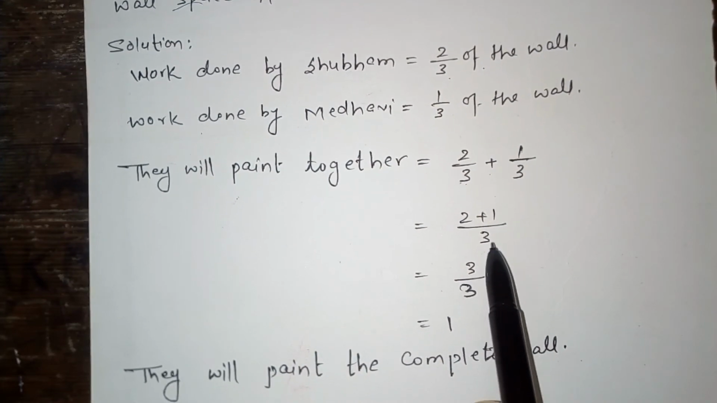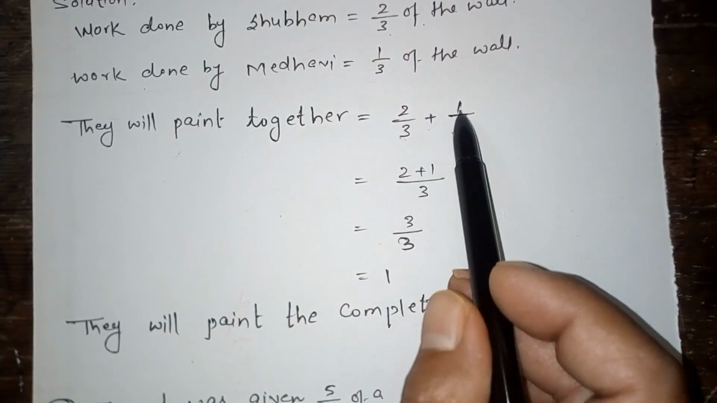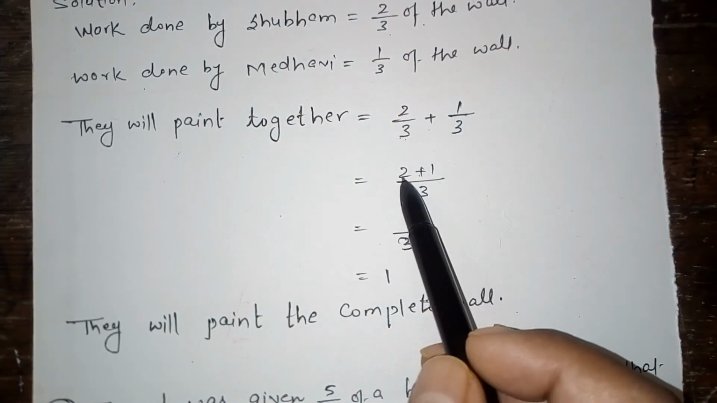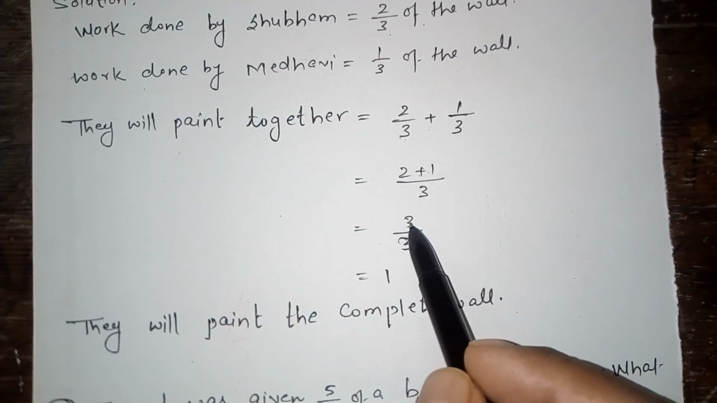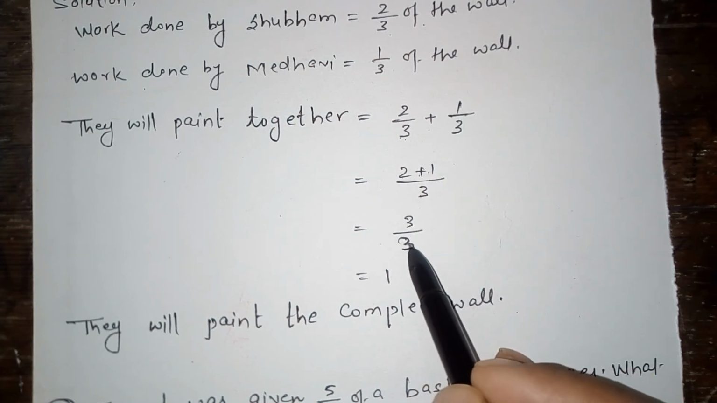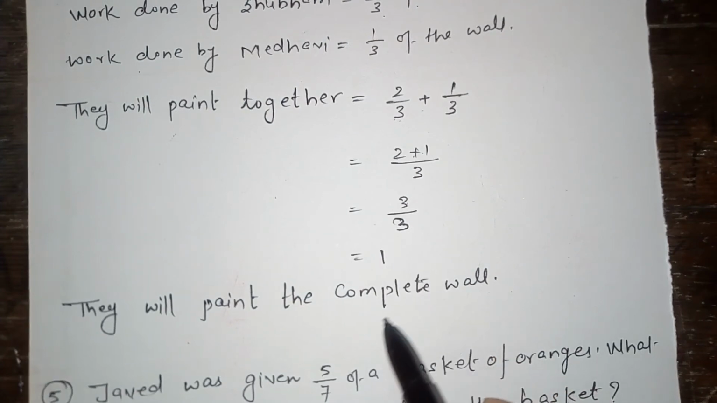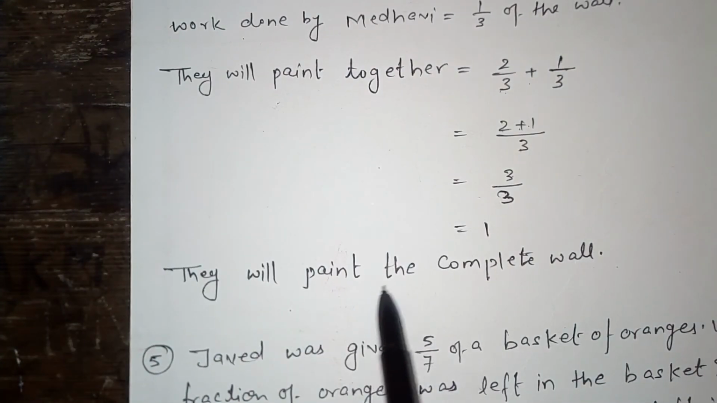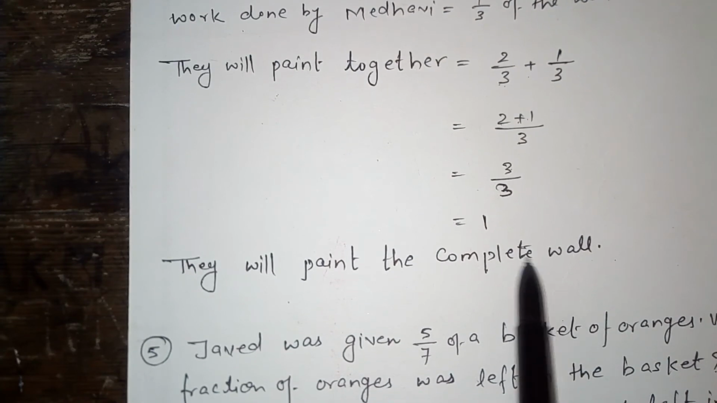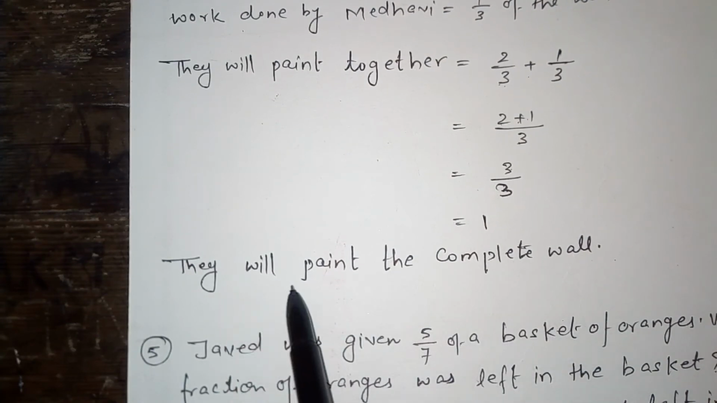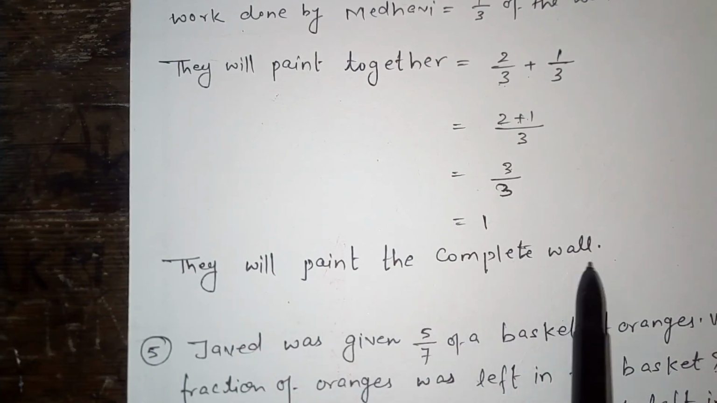Okay, so what will you do? 2 plus 1 upon 3. 2 plus 1 gives you 3. 3 upon 3, after cancellation you will get 1. The meaning is they will paint the complete wall.